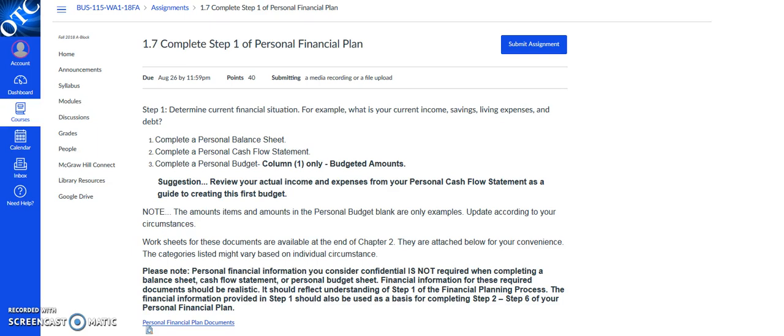Step one of your personal financial plan is to determine your current financial situation. You're to complete a personal balance sheet, a personal cash flow statement, which is also called an income and expense statement, and a personal budget. So let's look at examples of each of those three documents.